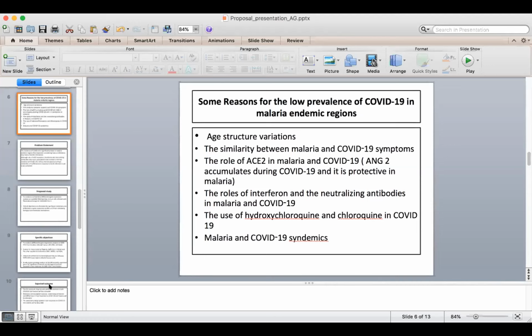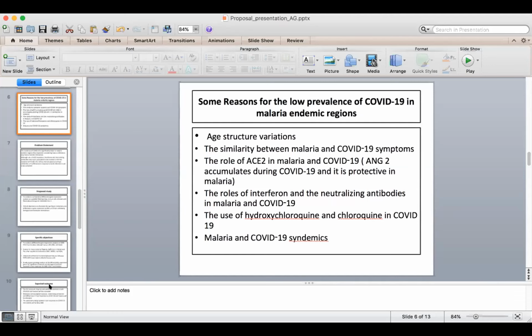Now, as I've said, there are similarities between the COVID-19 symptoms and that of malaria. So you can imagine that the immune responses of people who have been repeatedly infected with malaria may be playing a role in preventing very symptomatic or severe COVID infections in the malaria endemic regions.